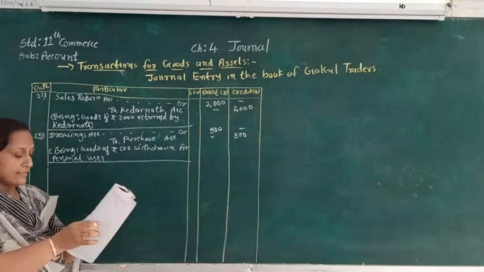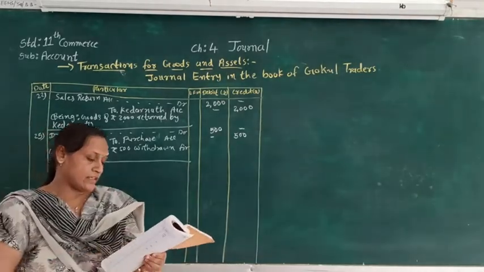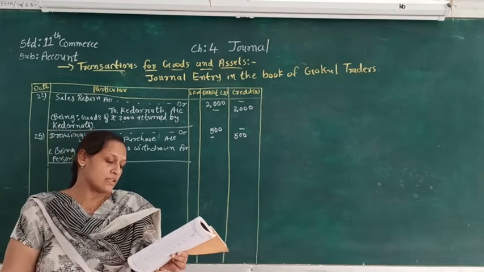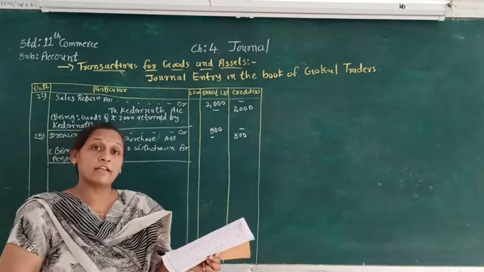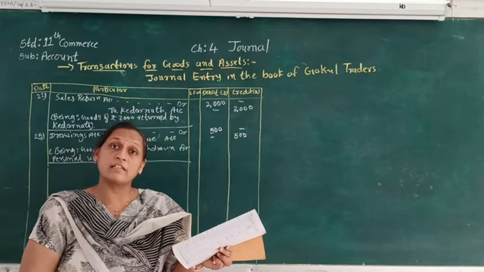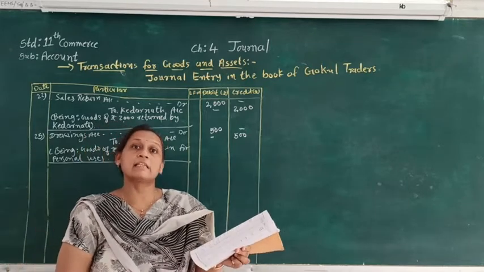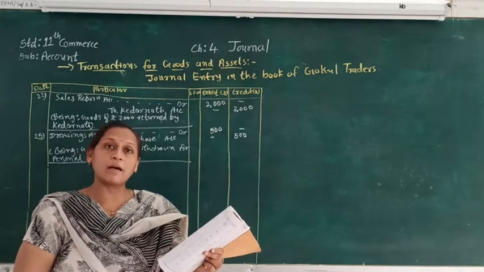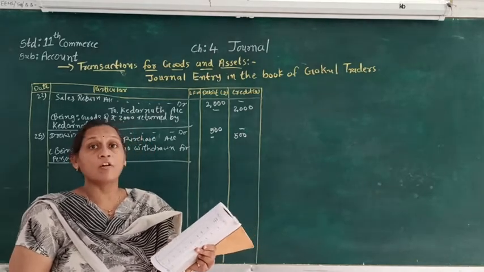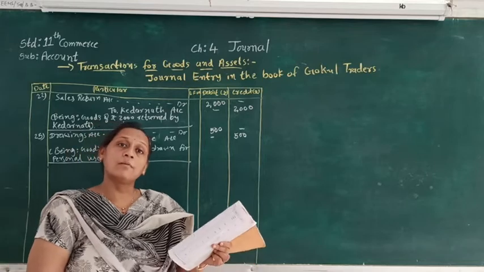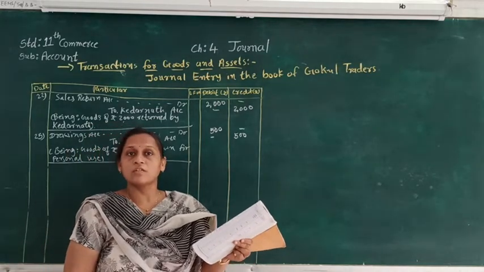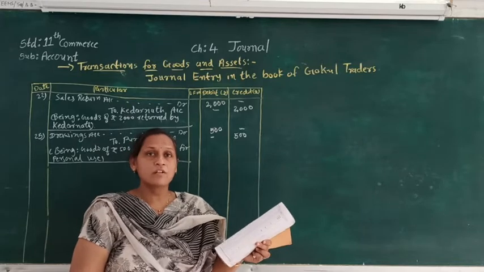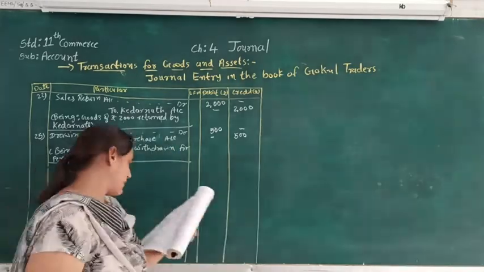Next transaction is of 28. Furniture of rupees 3000 purchased from Bansidhar Furniture Mart. So here asset, that is furniture, is coming in the business. So furniture account debit, and Bansidhar Furniture Mart is a giver of the furniture. So Bansidhar Furniture Mart account is going to be credit. So our journal entry will be furniture account debit to Bansidhar Furniture Mart.